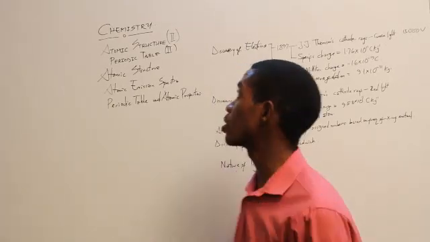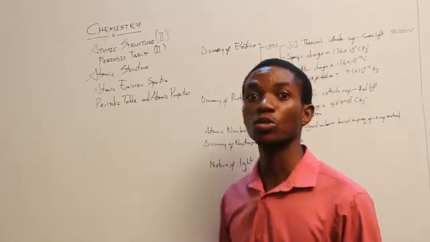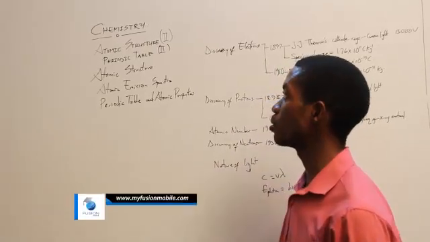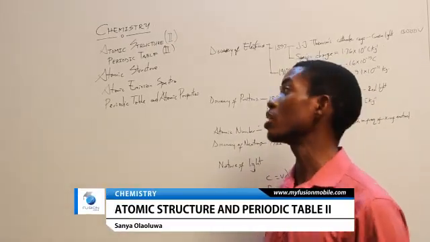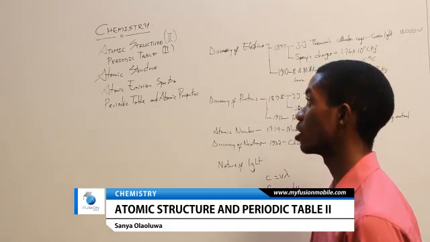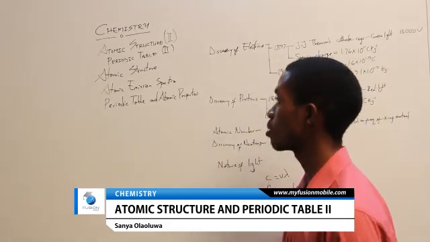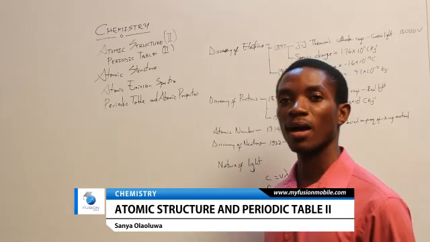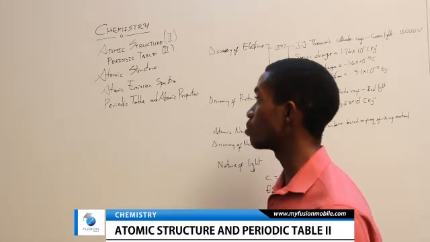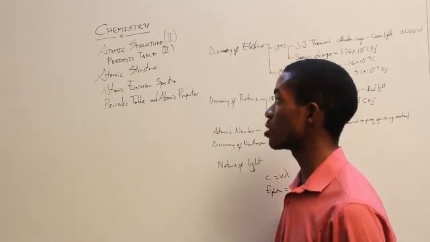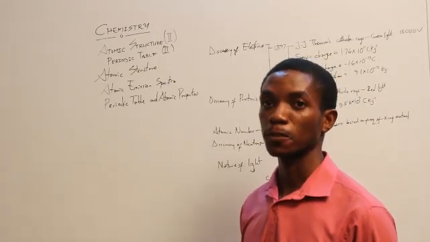In this lesson, we'll be looking at atomic structure 2 and the periodic table 2. We'll consider the atomic structure, we'll consider the atomic emission spectra. We'll also look at the periodic table and atomic properties.